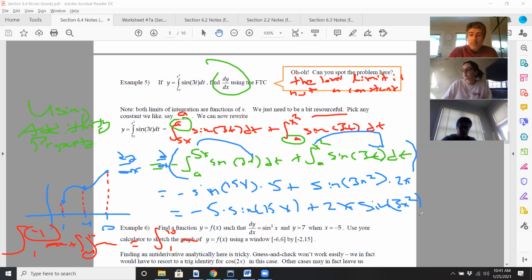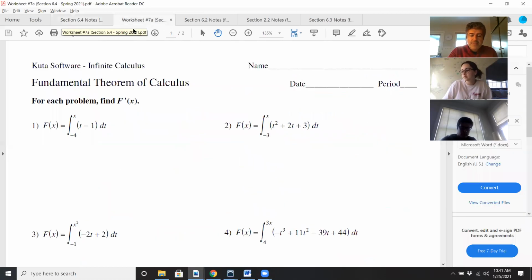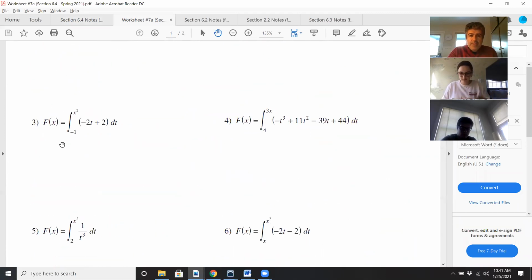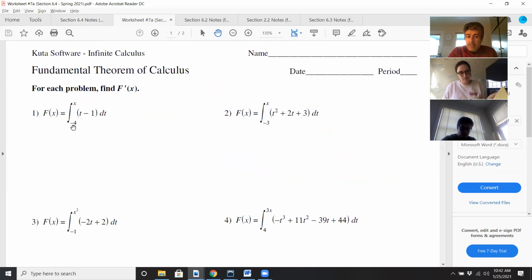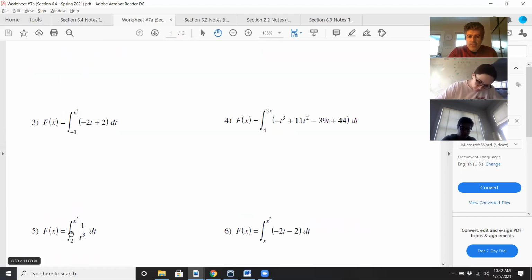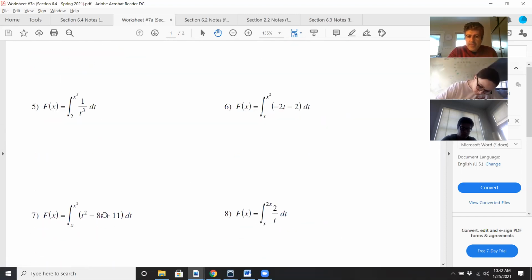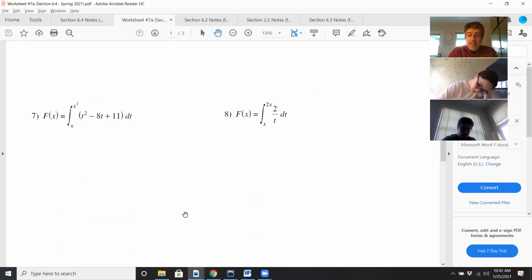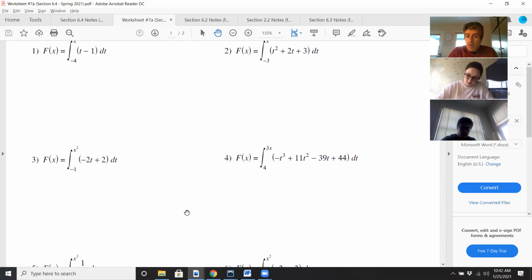But you are going to work on worksheet 7A. So worksheet 7A looks like this. Fundamental theorem of calculus, right? That's what we worked on. You're asked to find the derivative of capital F, which is what we've been doing all along. So there's a total of 8 problems here. You can see that you have a lower limit of negative 4 and x up top, lower limit of negative 3, x up top, lower limit of negative 1, x squared up top, 4, 3x, 2, x cubed. Then numbers 6, 7, 8 are like example 5. And the answers are below, so you can check to see if you're doing these right.